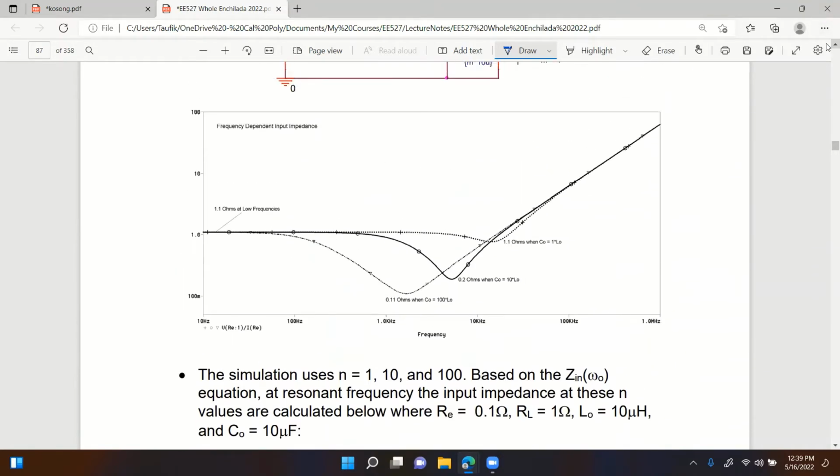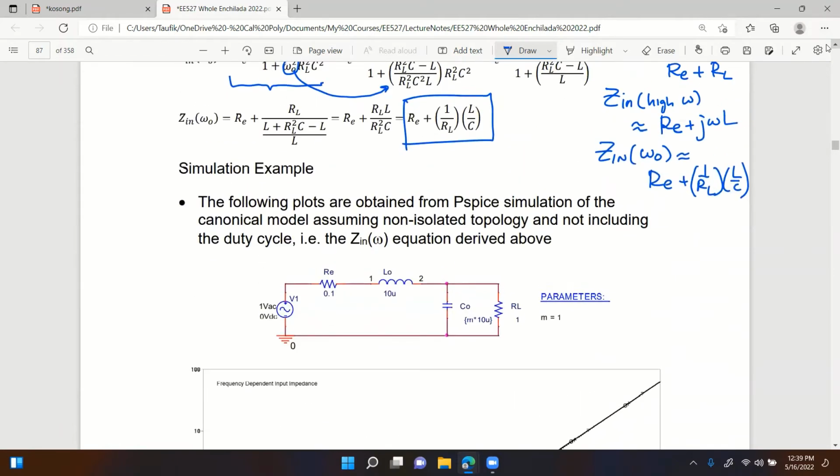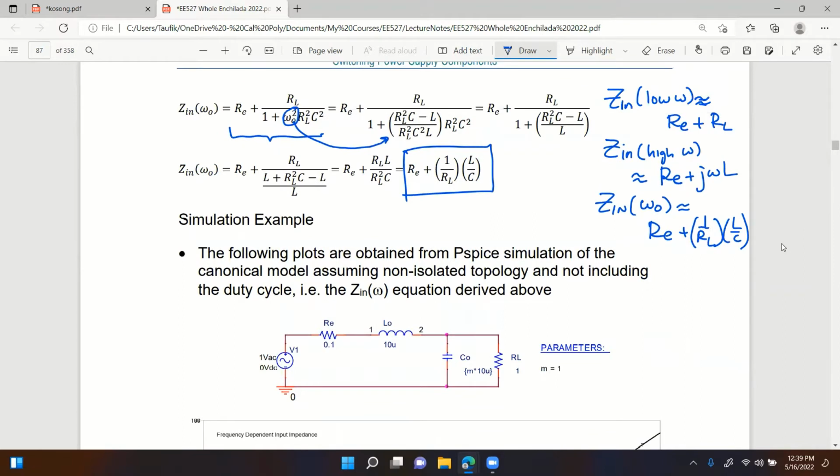And I simulated this, just to prove this point. Right here, that's the circuit. I sweep the frequency, so I perform frequency analysis in ORCAD, and RE is 0.1. L out is 10 micro, just for the sake of example. So I pick these values, and then C out is M times 10 micro.